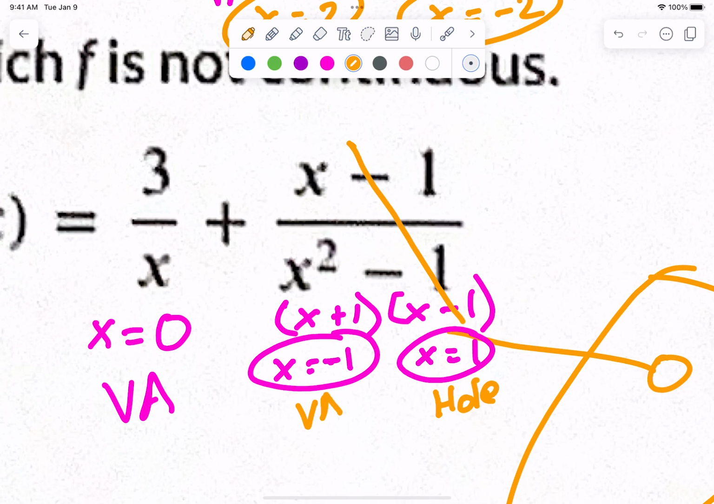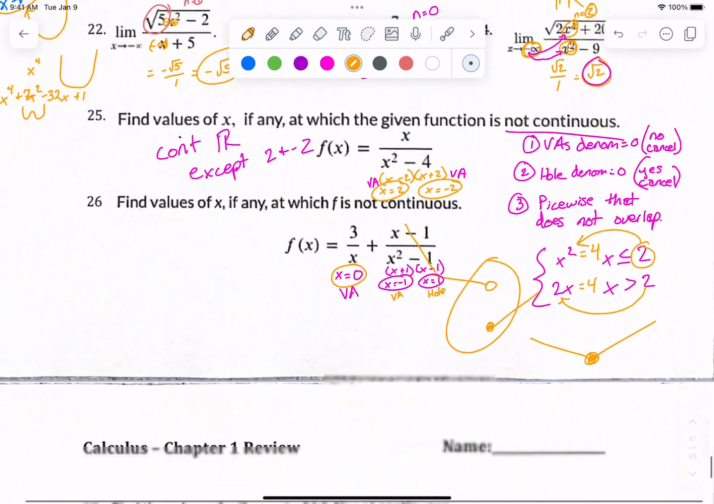This one is still a vertical asymptote. Okay, makes sense. So we have two vertical asymptotes and a hole, at x equals 0, negative 1, and 1. So it has two asymptotes and a hole, so it's not continuous at those values of x. Got it? One hole. Yeah, very nice.